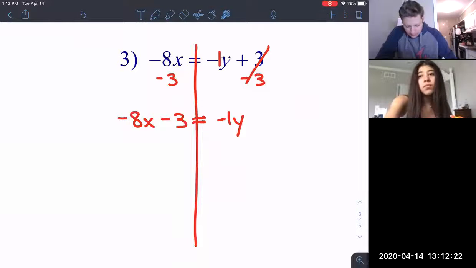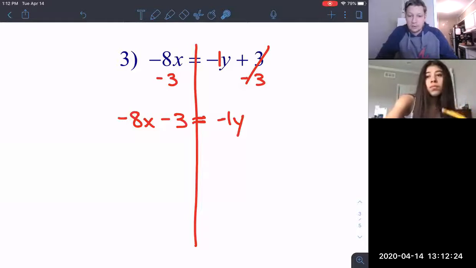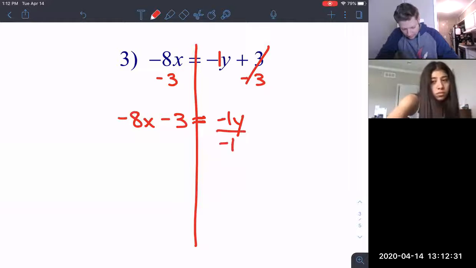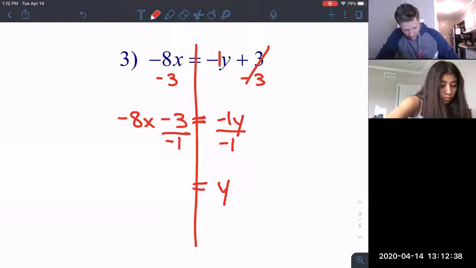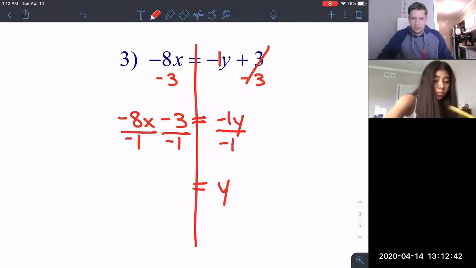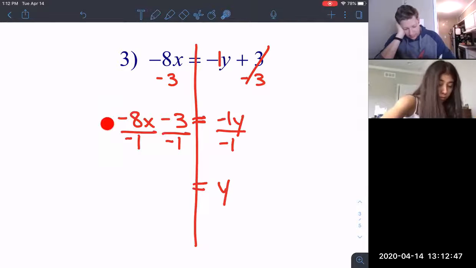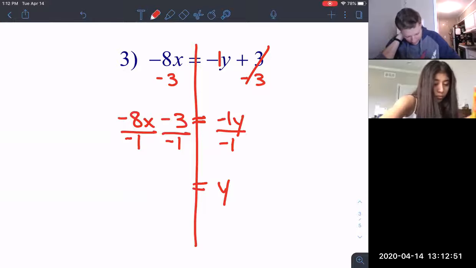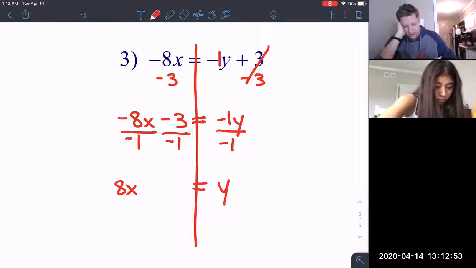So we have multiplied, the y is still being multiplied by -1. So we have to undo that by doing division. So we're going to divide by -1. And remember, -1 divided by -1 gives me +1y. But then I have to divide the other terms by -1 as well. Don't forget to divide everything in the equation by -1. And really all that does is change the sign. You can see -8 divided by -1 would be a +8x. So that becomes +8x.